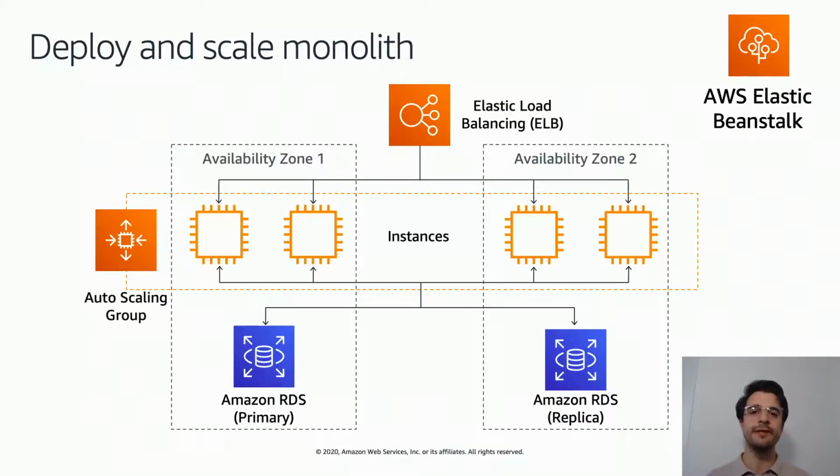Elastic Beanstalk is an easy-to-use service for deploying and scaling web applications and services developed in Java, .NET, PHP, Node.js, Python, Ruby, Go, and Docker. You can upload your code, and Elastic Beanstalk automatically handles the deployment, capacity provisioning, load balancing, auto-scaling, and application health monitoring.